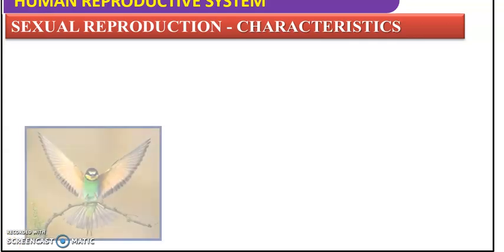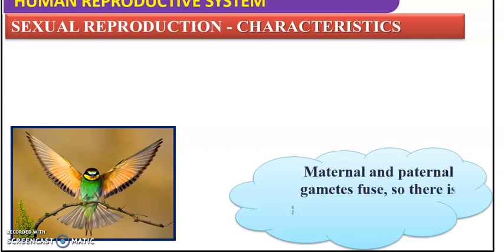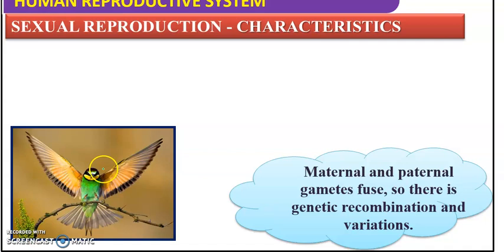Now, sexual reproduction has a few characteristics and it is seen in the majority of living organisms. As we have discussed, there is the fusion of the male sex cell and the female sex cell. The male sex cell can also be called the paternal gamete and the female sex cell is also called the maternal gamete.